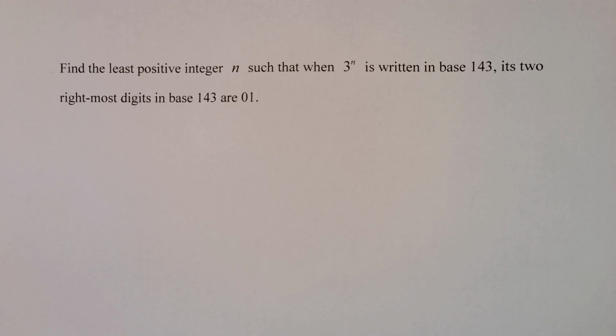Today we have yet another problem here, and as always, we start off by first reading the question. Find the least positive integer n such that when 3 to the power of n is written in base 143, its two rightmost digits in base 143 are 0 and 1, or 0, 1.